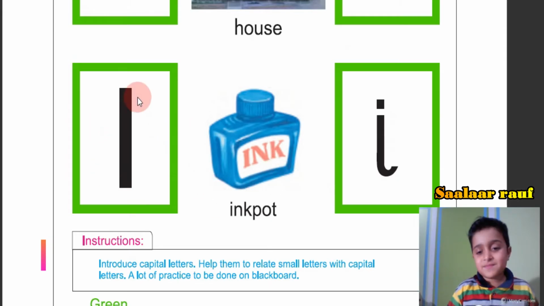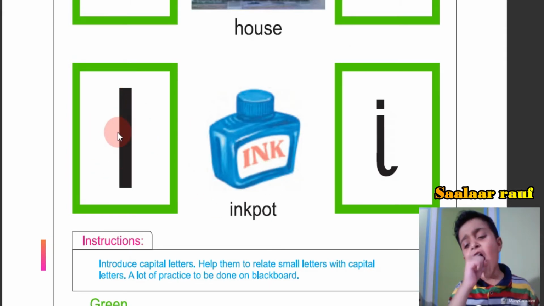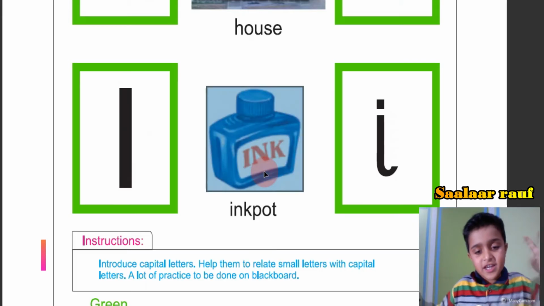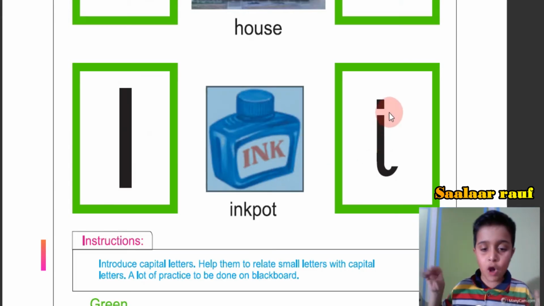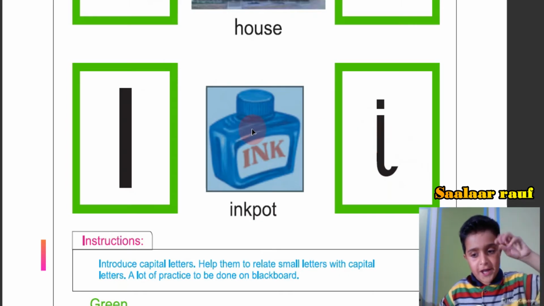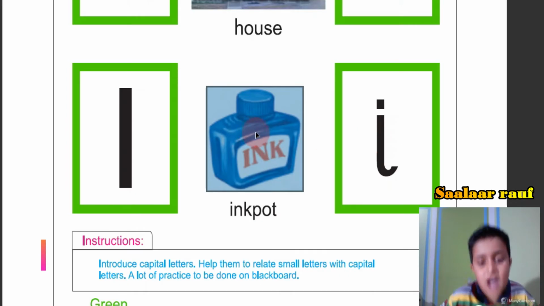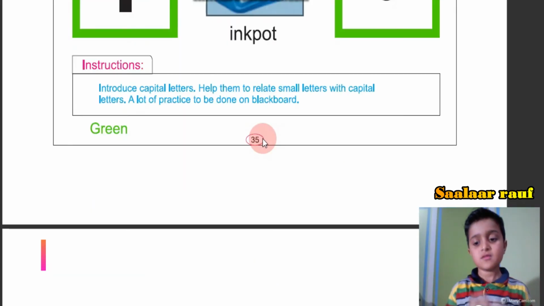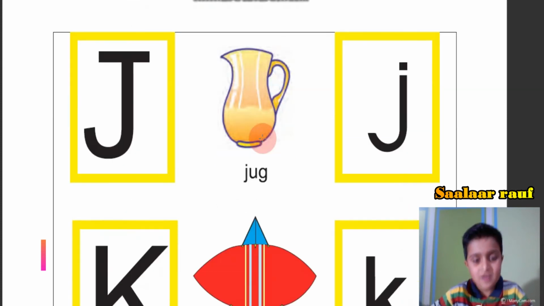And now this is coming. What is this? I. And I for? Inkpot. I for inkpot.